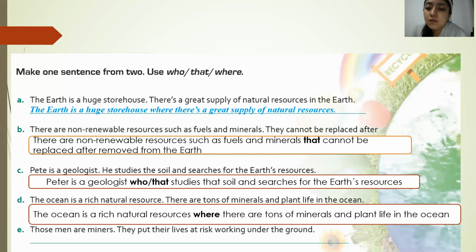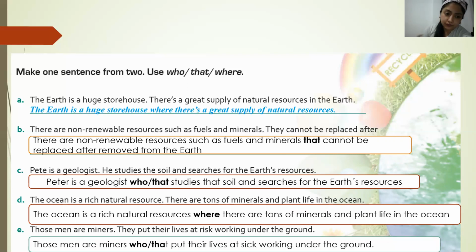There are tons of minerals and plant life in the ocean, and those men and minerals put their lives at risk underground. Those men are miners who put their lives at risk working underground. Okay? In these activities, you have 5 minutes to complete it, because they have to memorize when we use who, when we use where, when we use that, and when we use which.